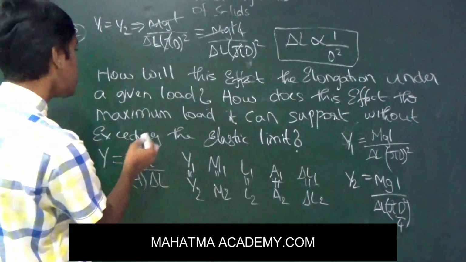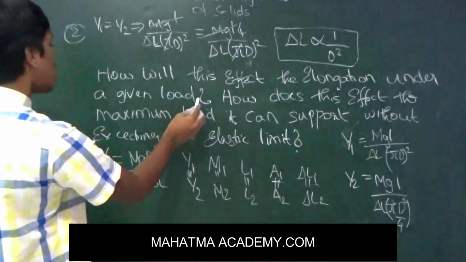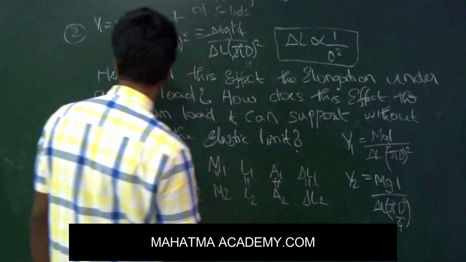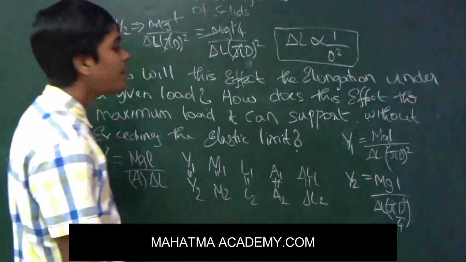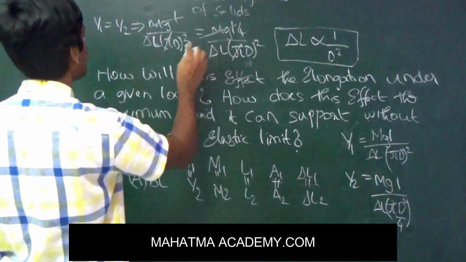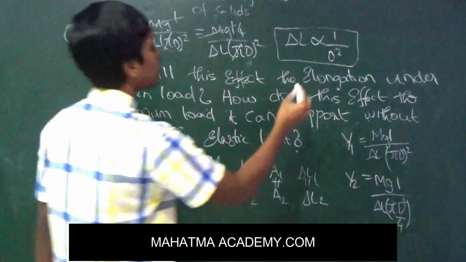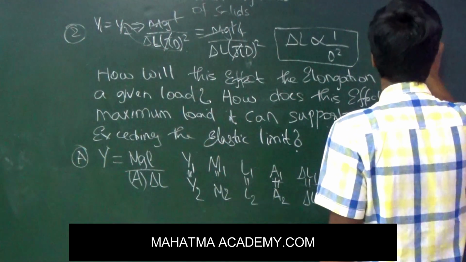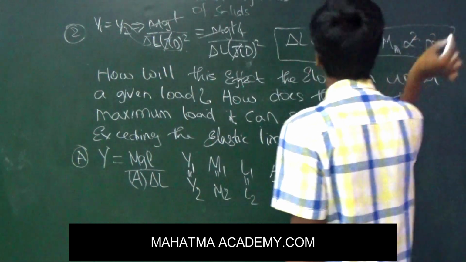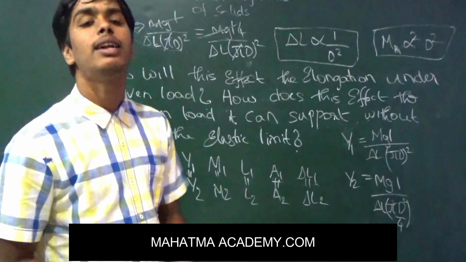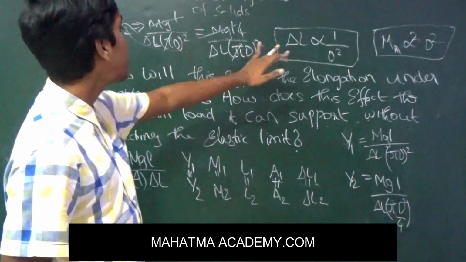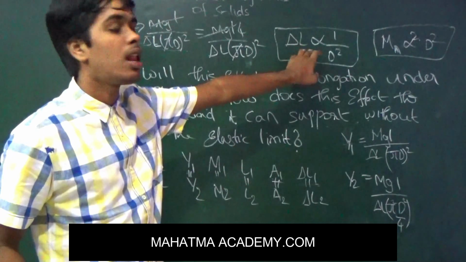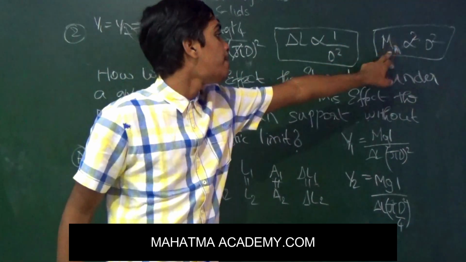Now the second. How does this affect the maximum load it can support without exceeding the elastic limit? Now it is saying the maximum weight. Now if we drag this to upside, the maximum load is proportional to d square. So we can say if they have given the diameter effect, the diameter is inversely proportional to delta L, and it is proportional to maximum weight.